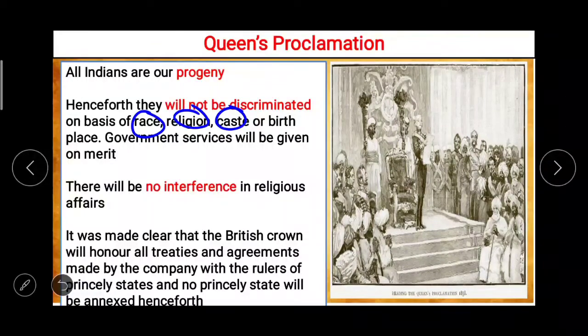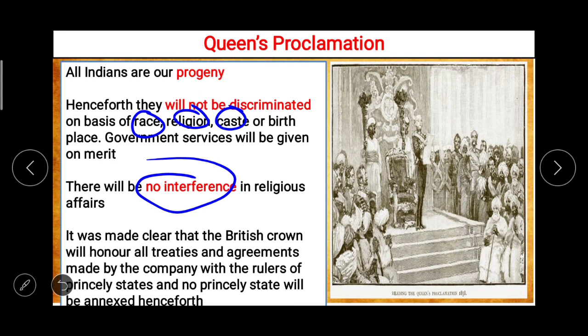Here Queen Victoria of England issued a declaration addressing the people of India, and according to that they will not be discriminated on the basis of race, religion, caste or birthplace. So government services will be given on merit. There will be no interference in religious affairs.